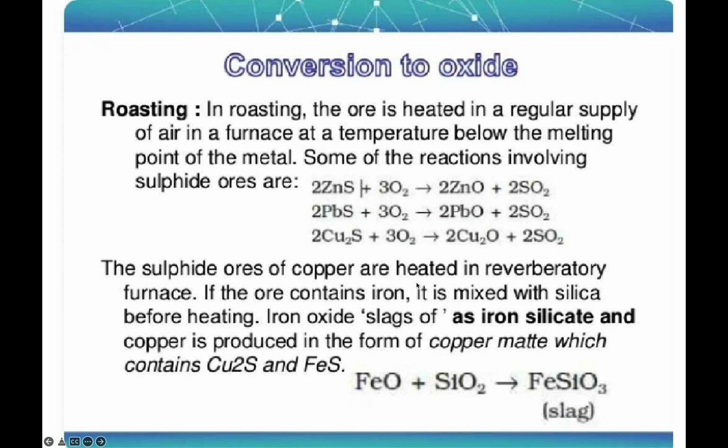Then the sulfide ores of copper are heated in a reverberatory furnace. If the ore contains iron, then it is mixed with silica, because you have to remove iron from it. Iron combines with silica and forms slag, also known as iron silicate, and then the copper is produced in the form of copper matte, which contains Cu2S and FeS. Here just see the equation. Iron oxide plus silica will mix and give you the molten slag FeSiO3. Remember all the equations properly.